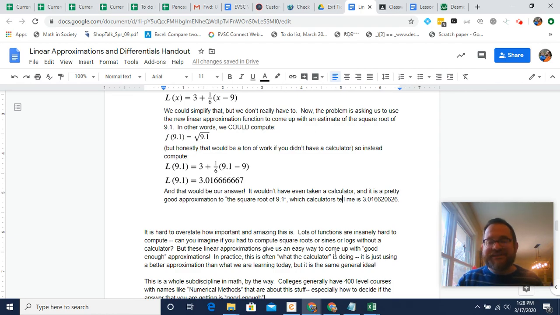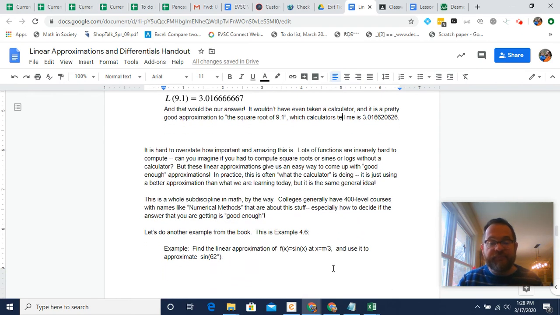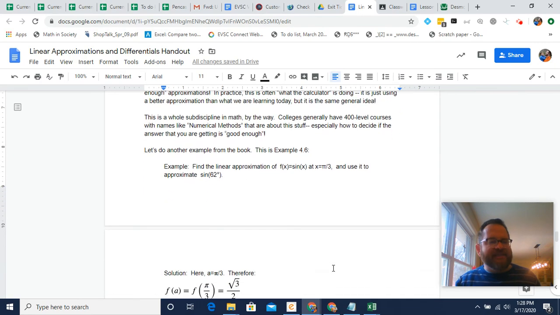by the chip. It doesn't have some giant table in there that says square root of 9.1 is this, square root of 9.2 is this. No. It uses techniques like this to find that for you. Let's do another example like this.